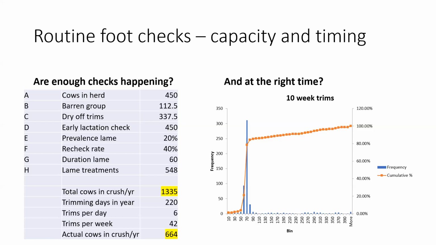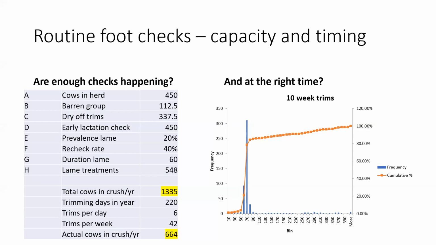We've got some early lactation checks that we want to apply to all cows, maybe at 10 weeks. Then we've perhaps got a lameness prevalence of 20% and a recheck rate of 40%. And so if we factor all of these things in, then actually we've got some routine trims and we've got some lame cow trims, which would give us a total of just over 1,300 cows that need checking in the foot crush in a given year, which would work out for this herd about 42 foot checks a week.